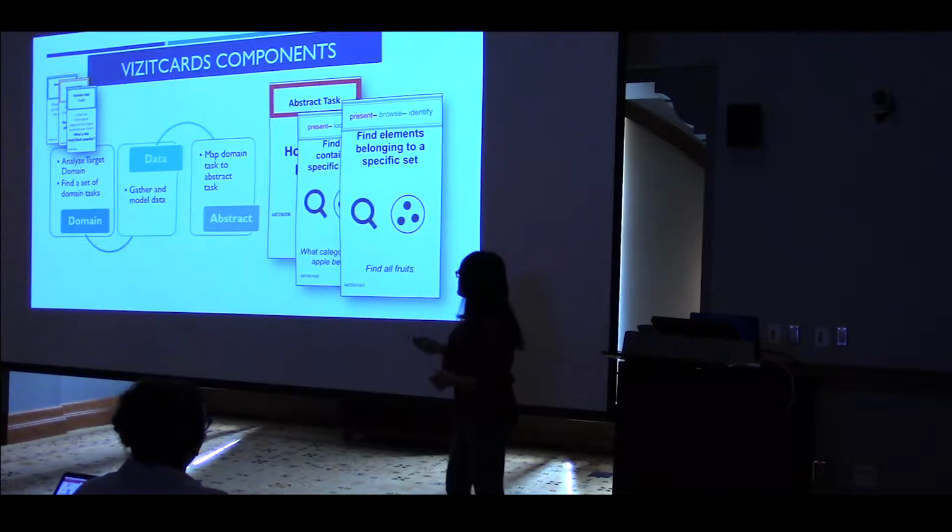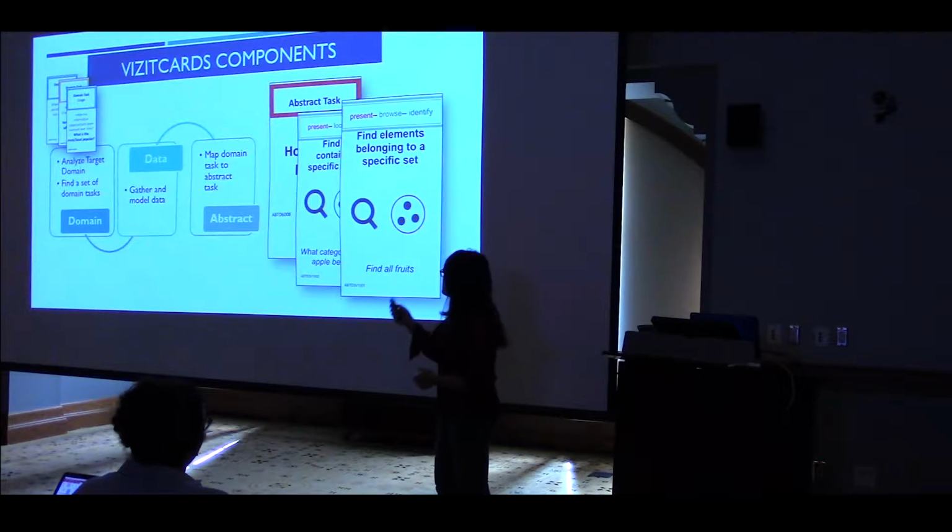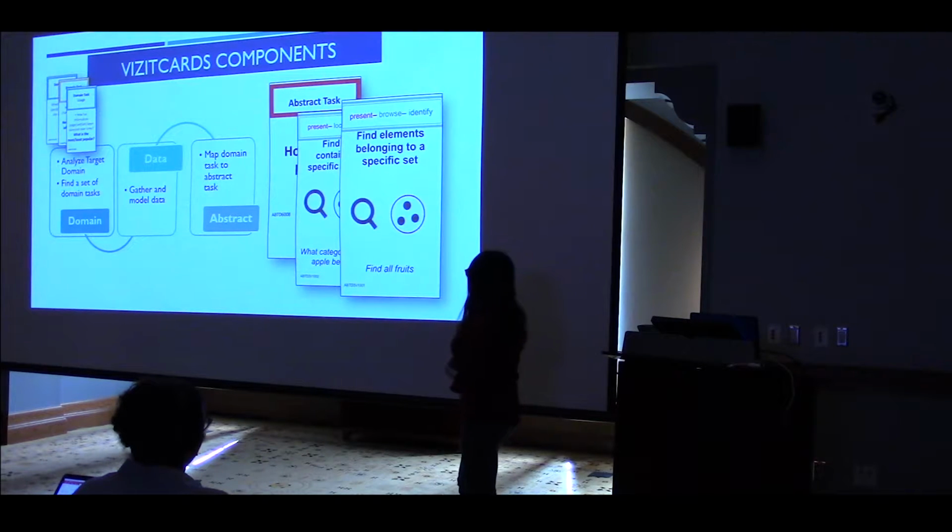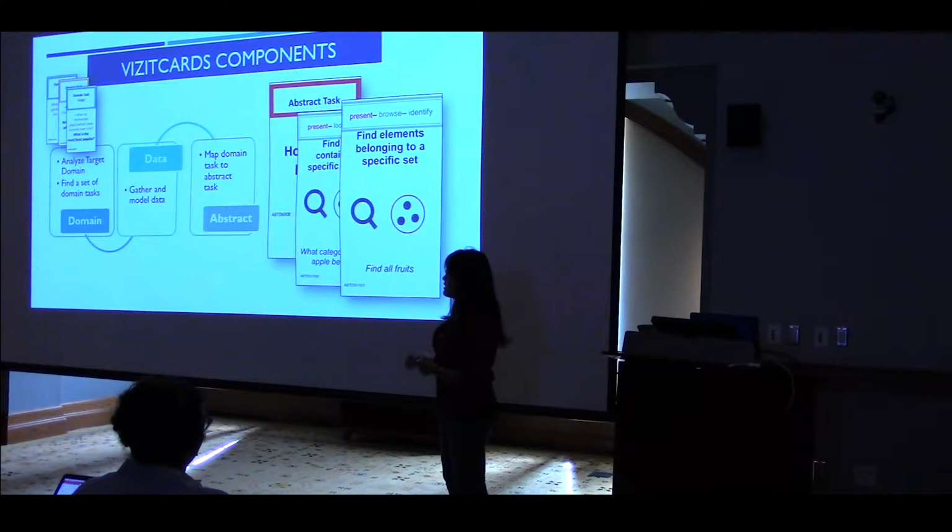The third part is abstraction. In this step, students will map domain tags to abstract tags. And we also give them a bunch of abstract cards that we have designed, and then they can select the ones that are applicable to their domain tasks.